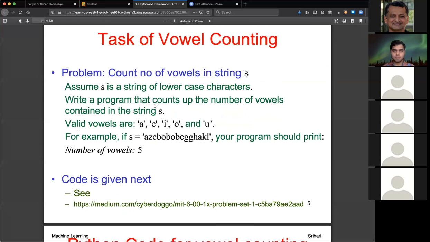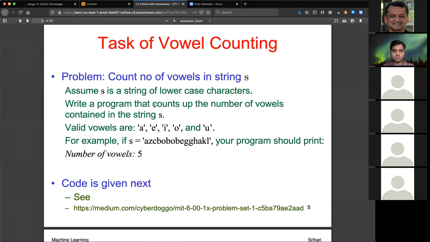So the first one that I found, I was looking for some simple Python code, and the first one I found, I've given you the reference over here, and this was the task of vowel counting, which is to count the number of vowels in a string S. It's a string of lowercase characters, and the program is to count the number of vowels in the string S. And what are vowels? These are the letters A, E, I, O, U. For example, if we have the string AZCBOBOBEGGHAKL, your program should print number of vowels equal to 5 because it has got 5 vowels in it, I suppose. A, O, E, A, right? So those would all be the vowels.